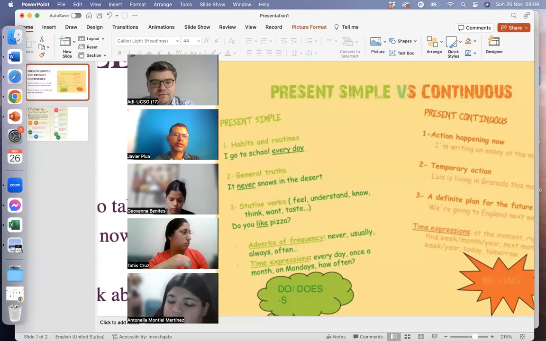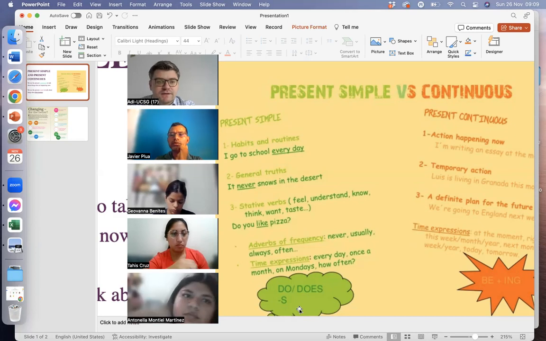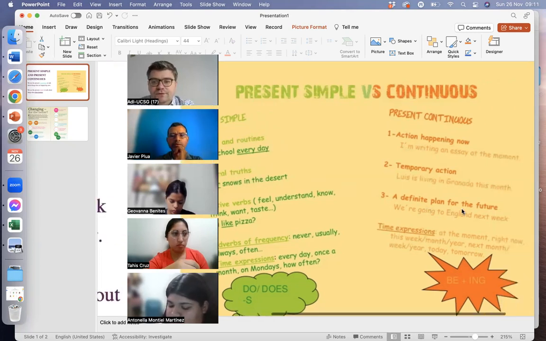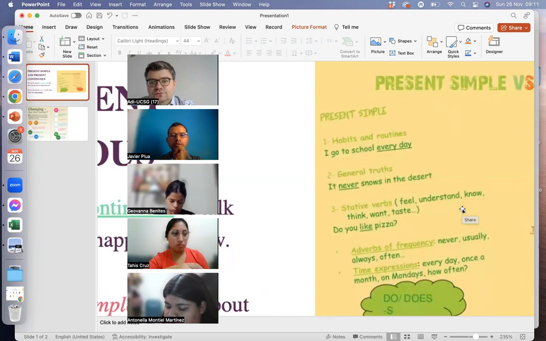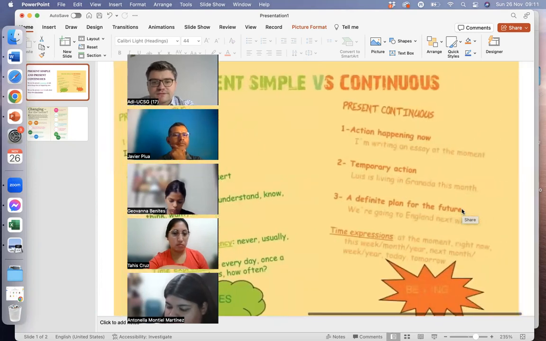At the end of the verb. He, she, it. He, she, it. Very good. So for the third person, he, she, or it, we're going to add S to the verb. He plays, I play. She sings, I sing, and so on. Okay, very good. Now, let's move on to present continuous.